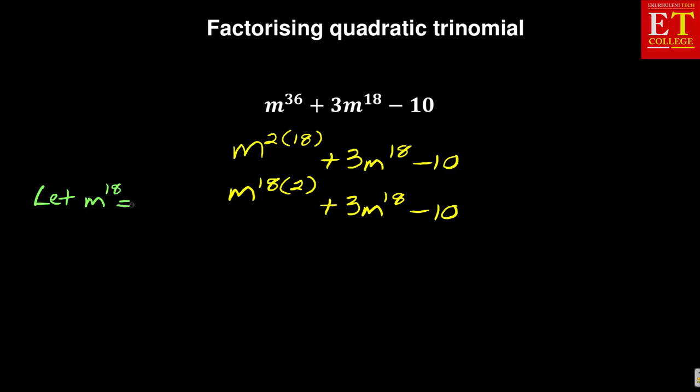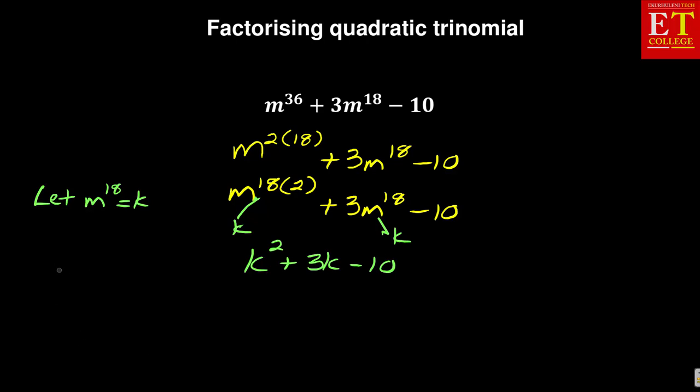So in this case, you can say let m18 be equal to k. So where there is this m18, you are going to put a k. So that's what is going to happen. Whenever there is this m18, you're going to put a k. So what are we having here? You see m18 is the k, but there is a 2 that is outside. So here it will become k squared plus 3k minus a 10. That's what you'll be having.